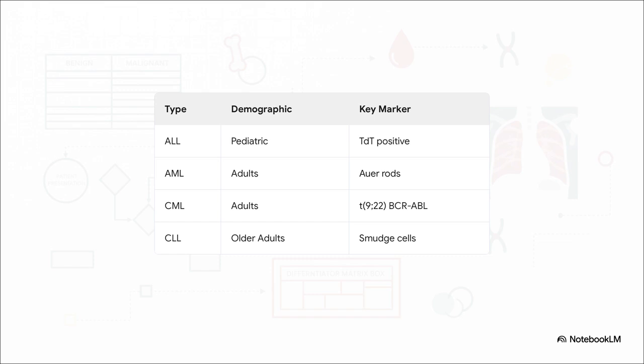Then you have CML, which is defined by the t(9;22) Philadelphia chromosome, creating that BCR-ABL fusion tyrosine kinase. It presents with profound leukocytosis, a left shift, and it responds brilliantly to imatinib. Finally, CLL is an indolent lymphocytosis in older patients. It's marked by characteristic smudge cells on the peripheral smear, and it carries severe risks like warm autoimmune hemolytic anemia and a Richter transformation into DLBCL.